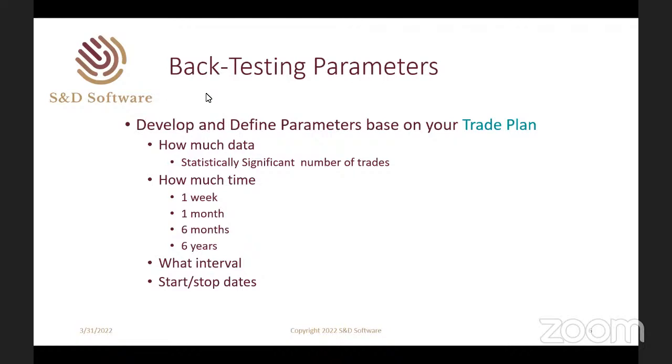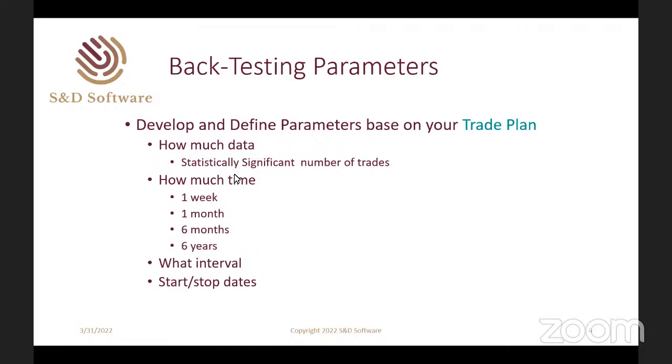So the backtesting parameters, first of all, the backtesting has to be done according to your trade plan, and the parameters would be developed off of your trade plan. It doesn't matter what my trade plan is, what's your trade plan? So in doing that, then we're going to figure out how much data we need. First of all, it has to be enough to be a statistically significant number of trades. For me, that number is 30. Yours may be different. Depends upon what type of trading that you're doing.